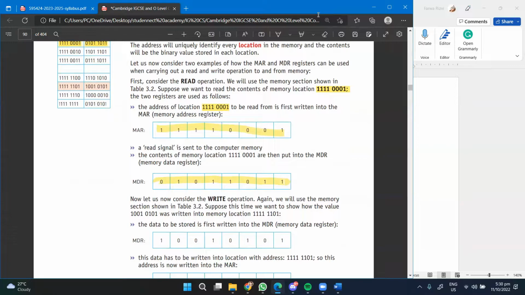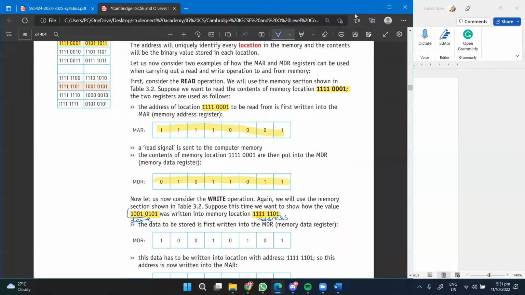Suppose this time we want to show how the value 10010101 was written into this memory location. Let me highlight this. So we have this data, and this is the memory location we want to write it to. I'll write it down here so it's not confusing. So this is the data, and this is the address. They told you what data you want to write first.